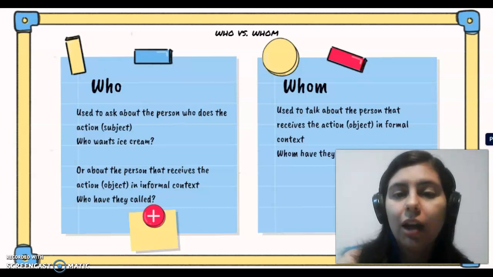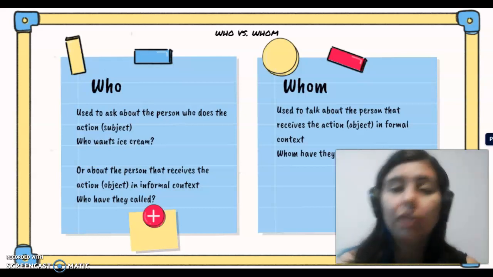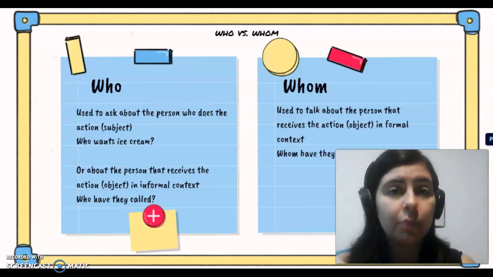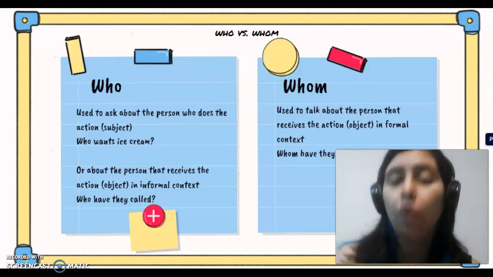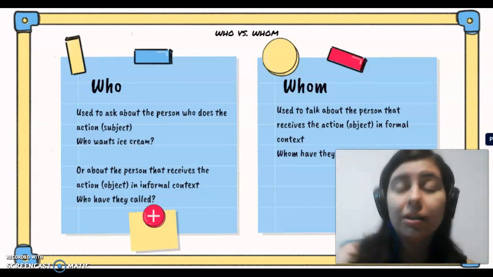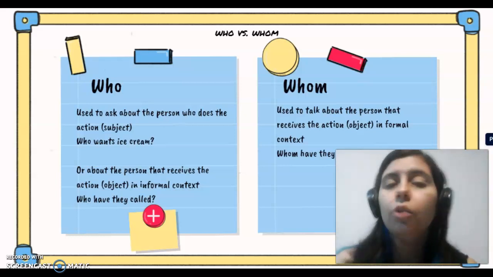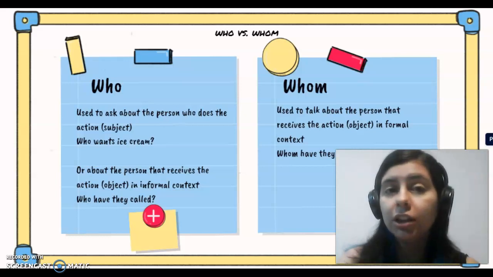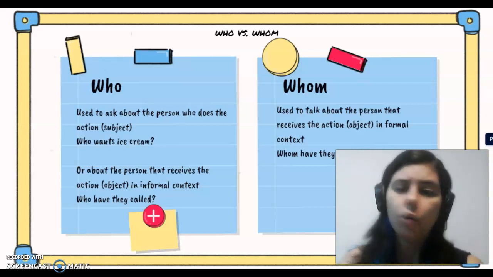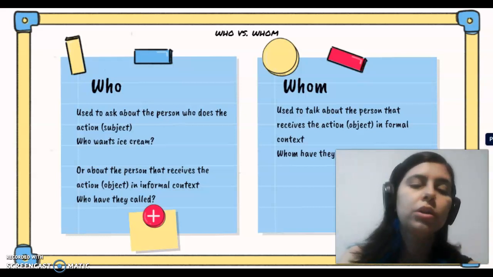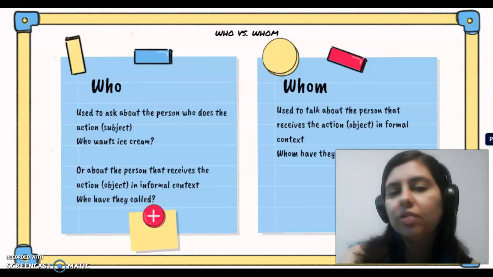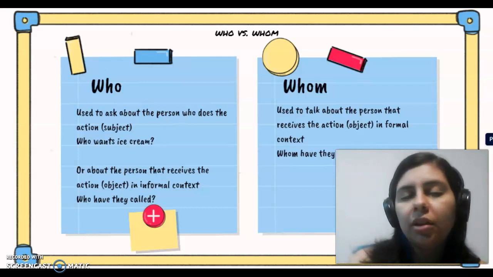And whom is also used to talk about the person that receives the action, aka the object, but it is used in a formal context. So instead of saying who have they called, you may say in a more formal context, whom have they called? And you can be like, oh, they have called their parents. And that's it. It's just a little bit more formal.